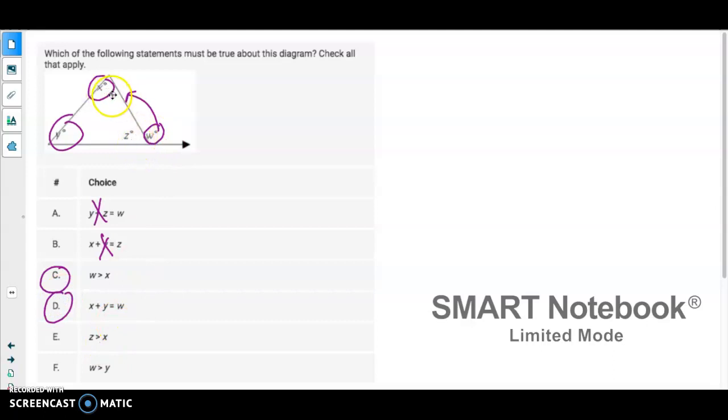Z is bigger than x. I have no clue. That I can't prove, so that one's not anything because they're both interior angles. W is greater than y. Again, w is our exterior angle. I know y plus this would give me w, so that must mean that w is bigger than just y by itself. Okay? So those would be all the ones for that one.